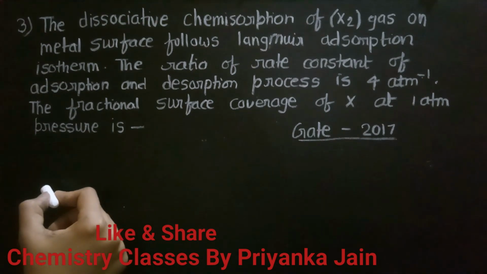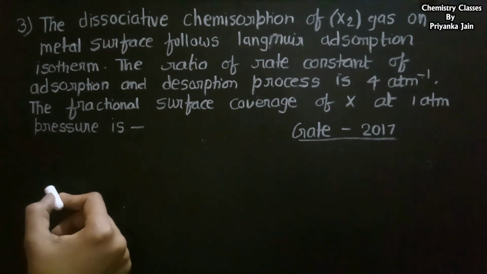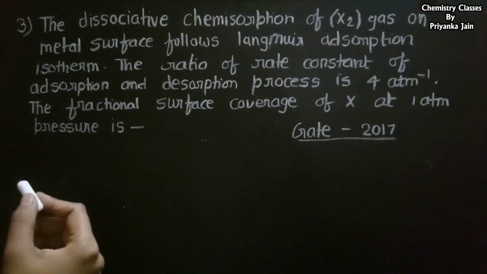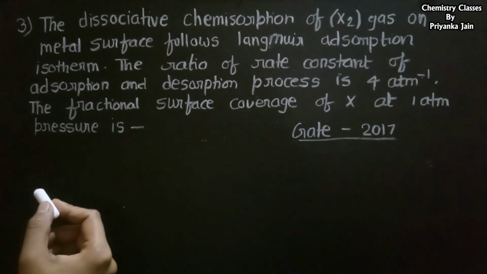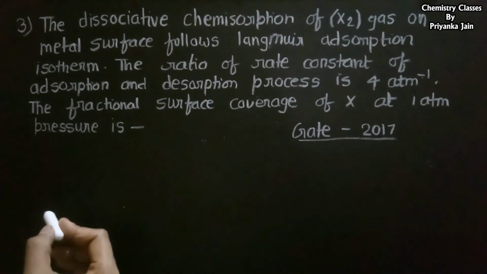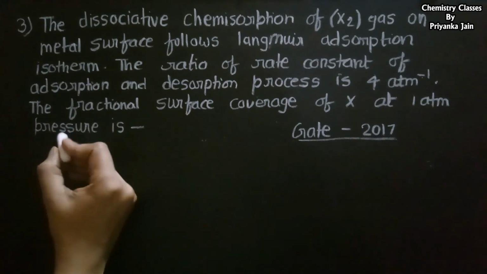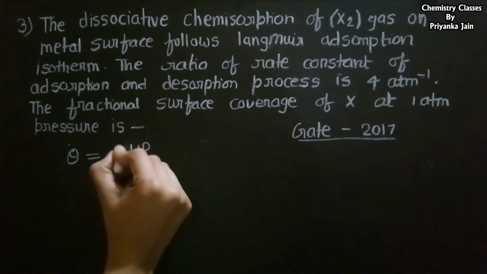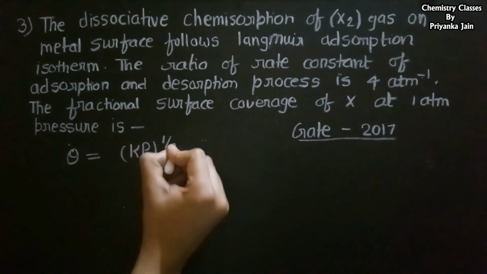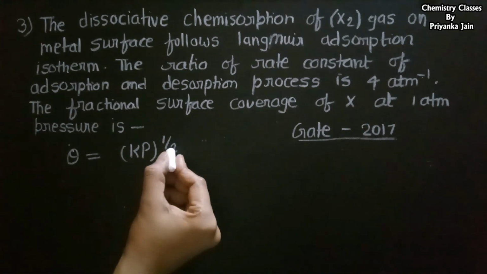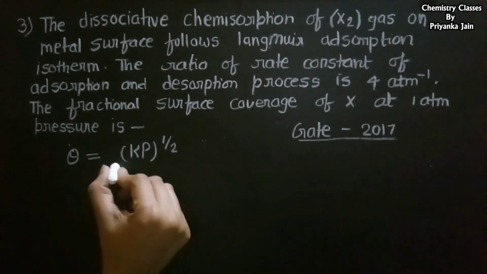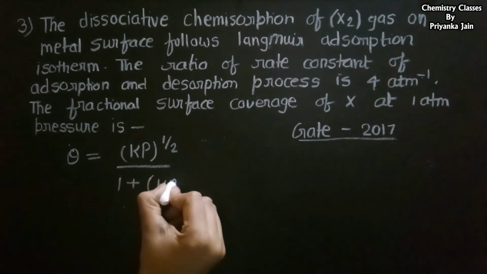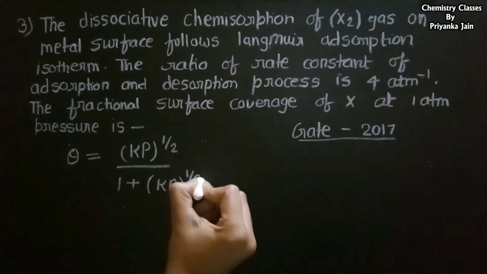I have already made a video on the dissociative mechanism of the Langmuir adsorption isotherm. You may watch that video. And you can find out here that when a molecule dissociates into 2 atoms on adsorption, then the formula becomes somewhat different, and we write the formula like this. Theta is equal to Kp to the power 1 by 2, because the molecule is dissociating into 2 atoms, divided by 1 plus Kp to the power 1 by 2.